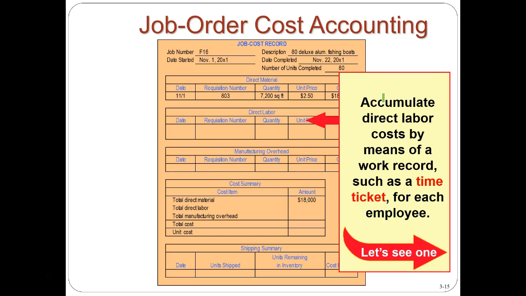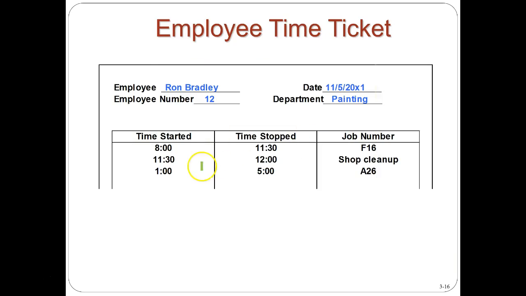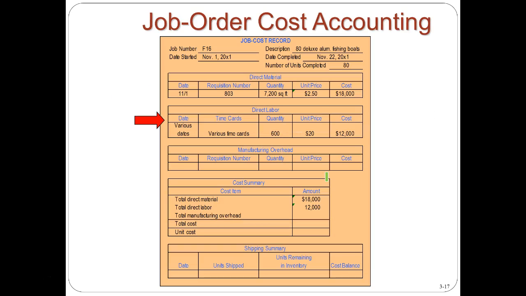Then if we took a look at the direct labor, we accumulate direct labor costs by means of a work record, such as a time card for each employee. So a time card might look like this. Here we've got the in-out time and the job number. So we're allocating to the job number. If you work for a CPA firm or a construction company or something like that, we need to allocate our time to the job so that we know the cost of the job and we can bill that job for that time. And then of course that time will be included in our job cost.